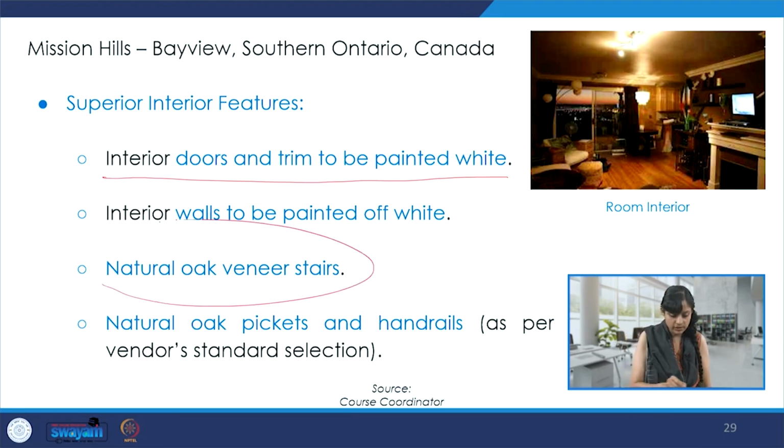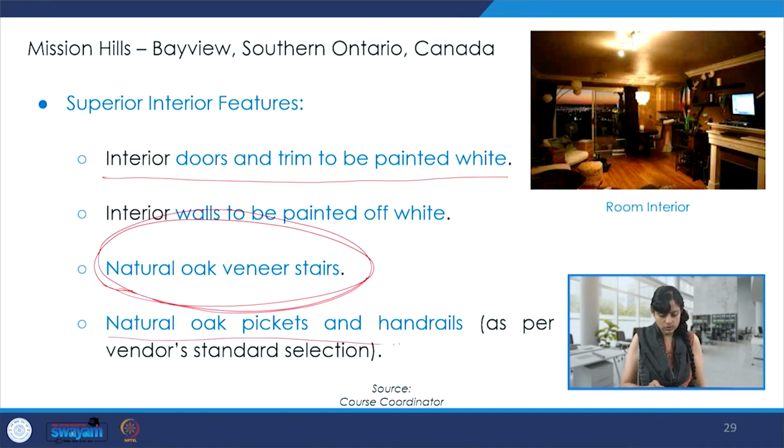Then natural oak veneer stairs. So in the lecture where we concentrate on material timber, we are going to understand the veneers, the laminates, etc. So there is a natural oak veneer stairs, and then there is also the application of natural oak pickets and handrails. So these are some very, very interesting features and design elements that we see over here. And of course, to get a good oak veneer finish is sort of a luxury. So in that sense, these are some superior interior features that we see in this project.